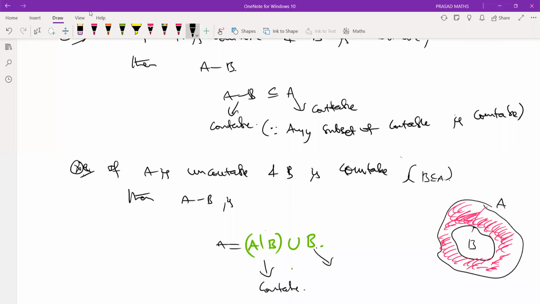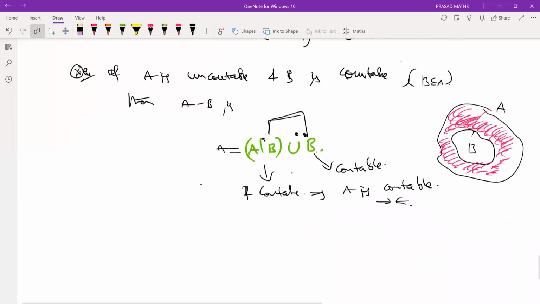We know B is countable. Already you are given B is countable. If this is countable, a countable union of countable sets is countable. Therefore A would be countable. But is A countable? No. So we get a contradiction. If you assume A minus B is countable, you get a contradiction. Therefore, A minus B is uncountable. Right?